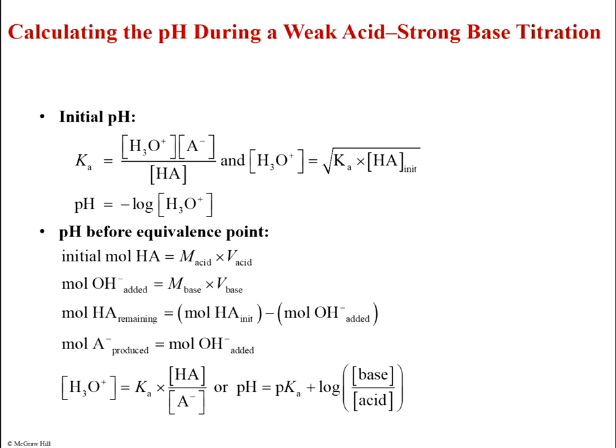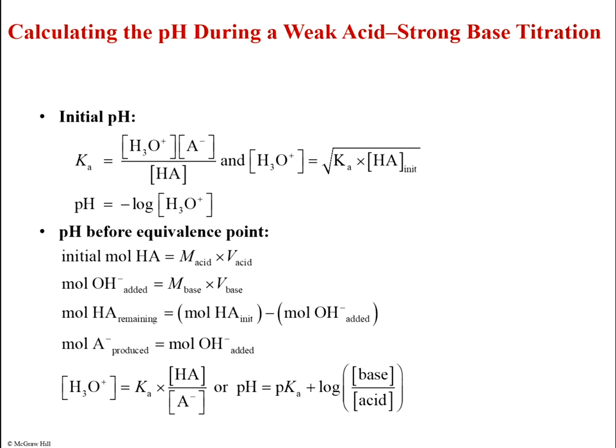Let's see how we handle the calculations for the titration of a weak acid with a strong base. Our initial pH is controlled by the pH of the weak acid. We know how to handle that from our work in chapter 18. Our acid dissociation constant is given here, and we can calculate the hydronium concentration from the square root of the product of the Ka times the initial weak acid concentration. And from that, we can get our pH.